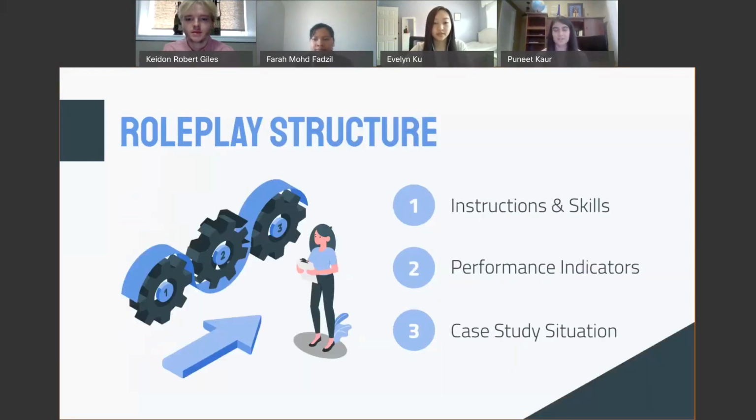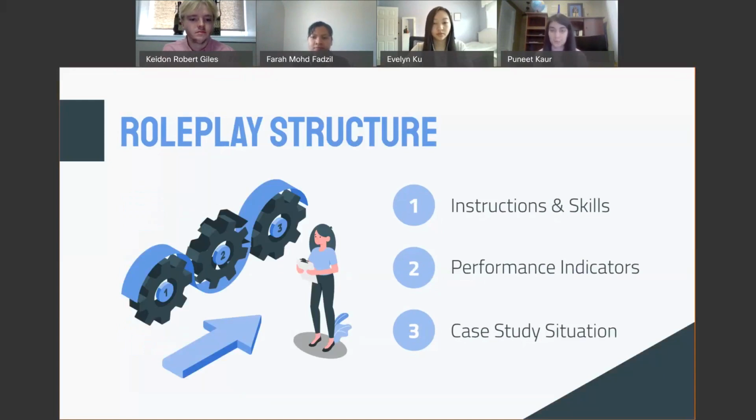All right, so just getting started here, we're going to break down role play, how it works, and then go into details on each different section, starting with instructions and skills, which are key, even though they're pretty similar if you look at the format of that page. You can't just ignore it because it is crucial to make sure that you do succeed in your role play.